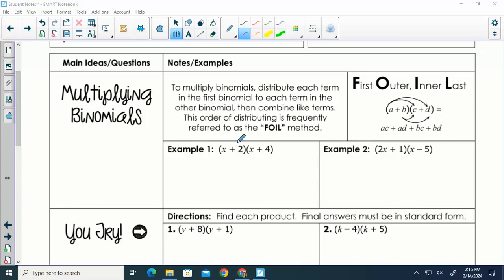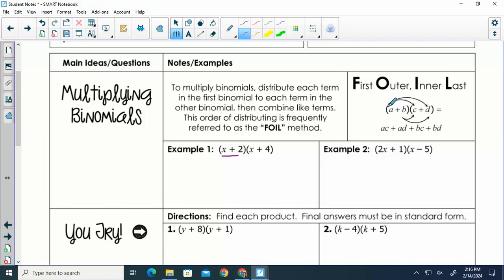This is when you have a binomial. What do I mean when I say binomial? Two terms. So when we have two terms times two terms, it's a little bit different. I don't just have one thing out in front to distribute. The idea is you have to take each term in the first parenthesis times each term in the second.